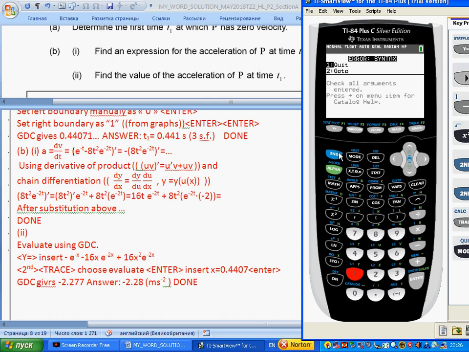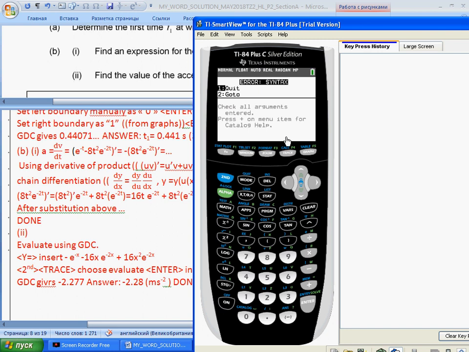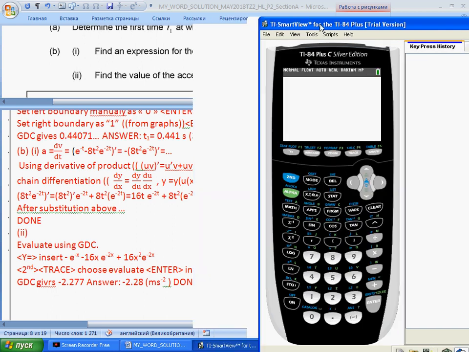Okay, so I don't know why it doesn't work. Probably I did something wrong, but when I was doing it, so second trace, you choose evaluate, enter x equal, and you get the answer. So we don't have time. If you have question, please let me know. Right, let's go further.